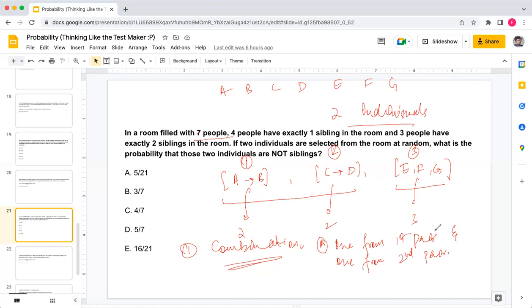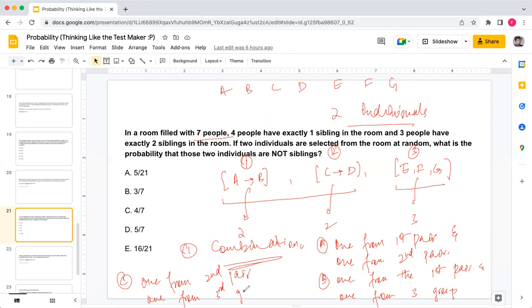And the second way is, if I'm picking one from the first pair and one from the third group, not pair because there are 3 people. And the last option is, if I pick one from the second pair and one from the third group. So we have 3 possible options to get the favorable outcome.